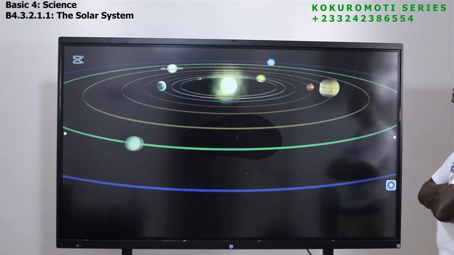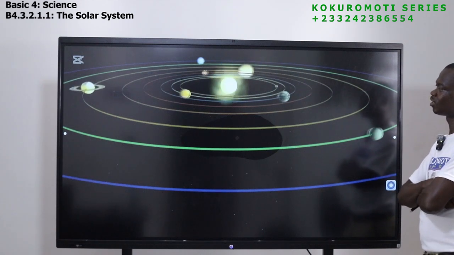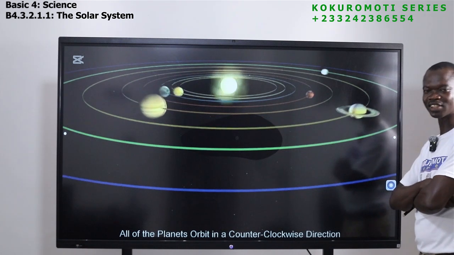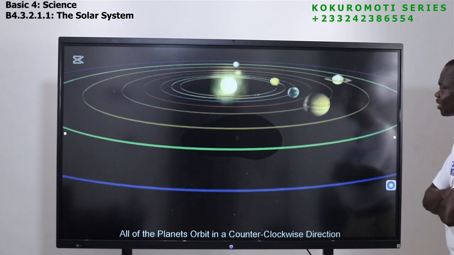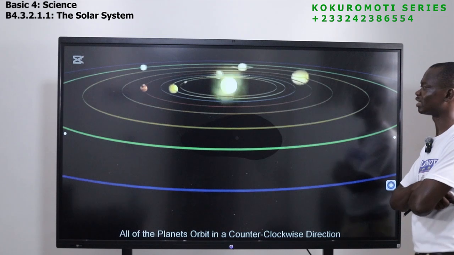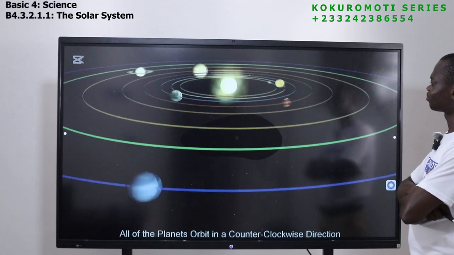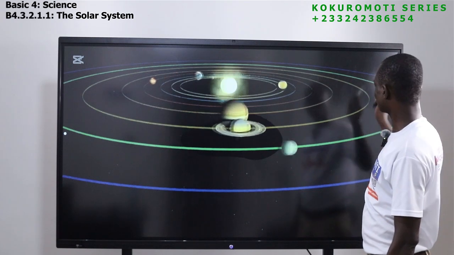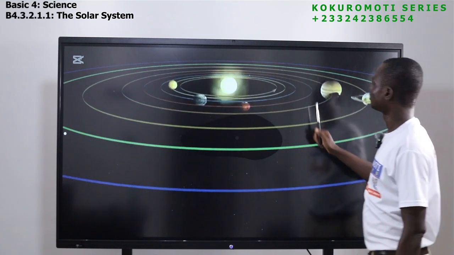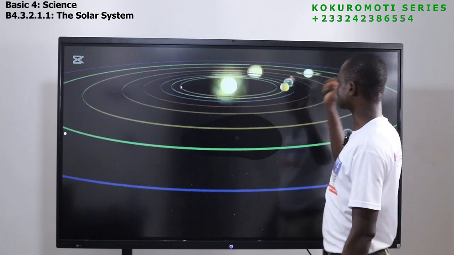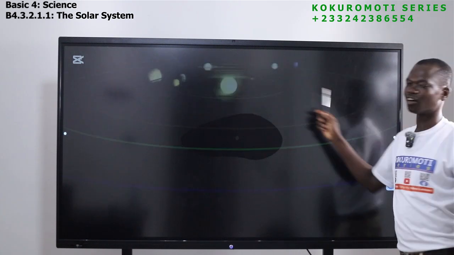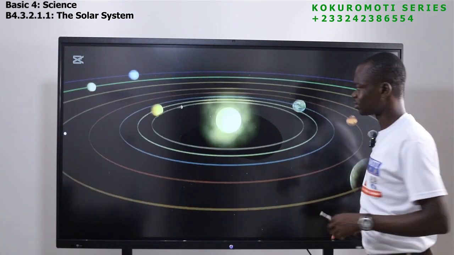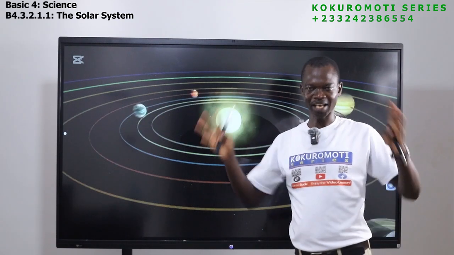Is it 1, 2, 3, 4? Is it 5, 6, or 7? Is it 8, 9, or 10? How many did you get? Let's count them. 1, 2, 3, 4, 5, 6, 7, 8. So we have 8 objects moving. The 8 objects that are moving, they are all planets.